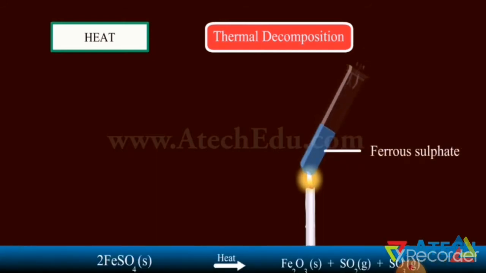When iron sulfate is heated, it forms iron oxide, sulfur dioxide and sulfur trioxide. So this is a thermal decomposition because the decomposition is caused by heat.